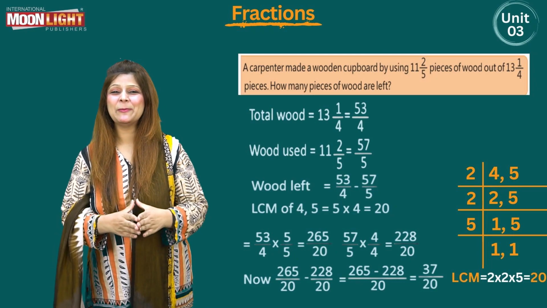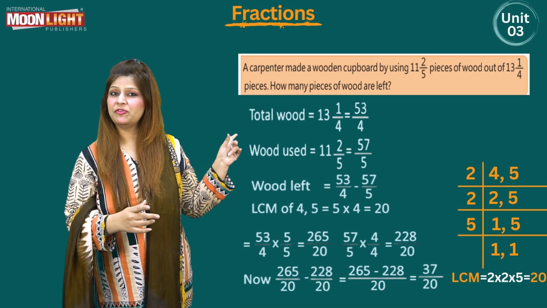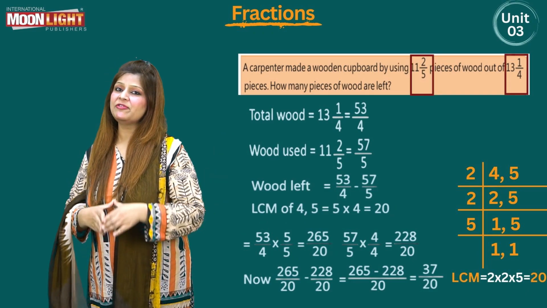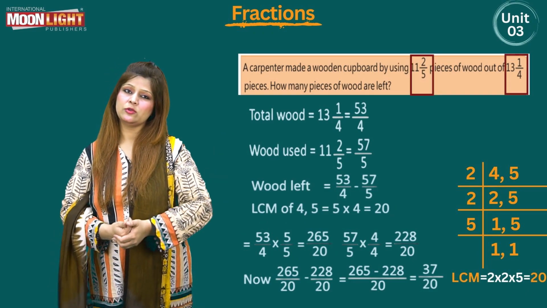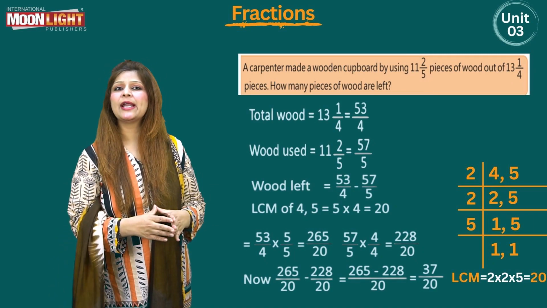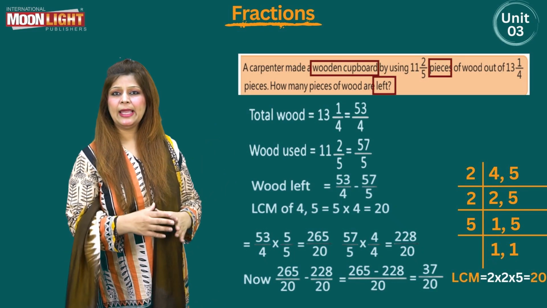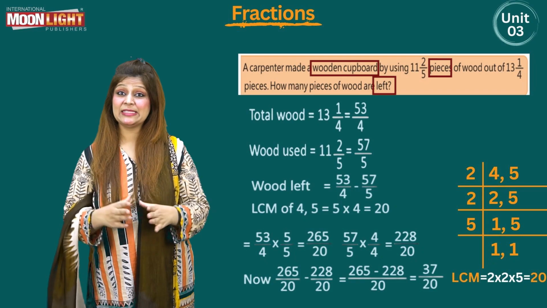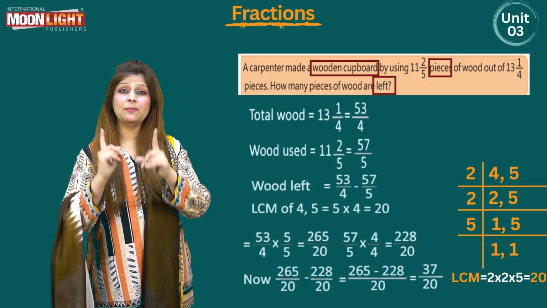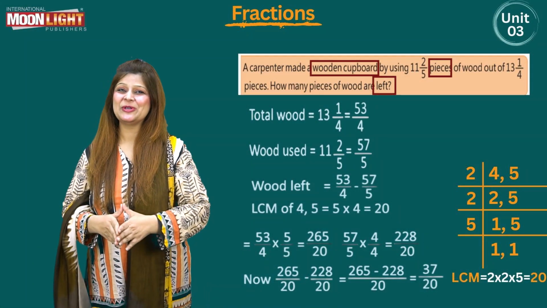So right now I'm going to circle the numbers according to the Huber's method. The numbers are in figures or in fractions. These are 11 whole 2 by 5, 13 whole 1 by 4. So do circle them. Then U stands for underline the keywords. Over here are carpenter, wooden, cupboard, and pieces, wood pieces, and how many, and a very important word, left. Yes, left is a very important word for you guys.